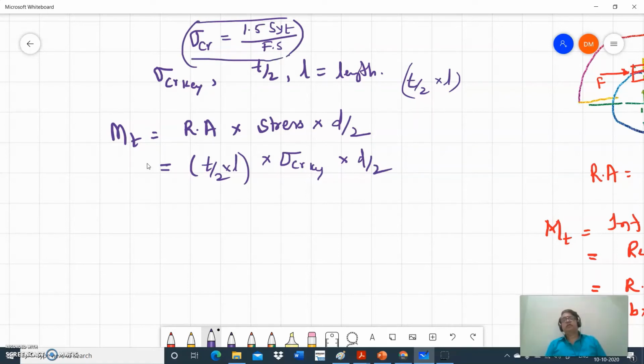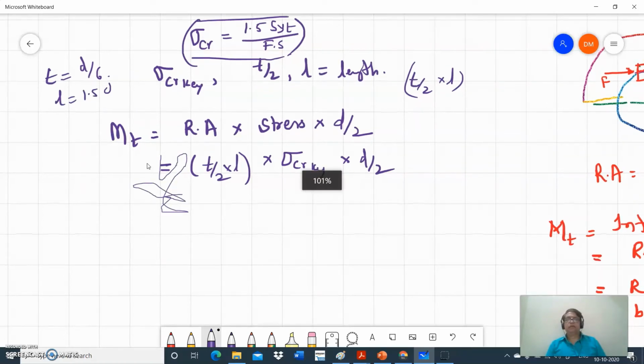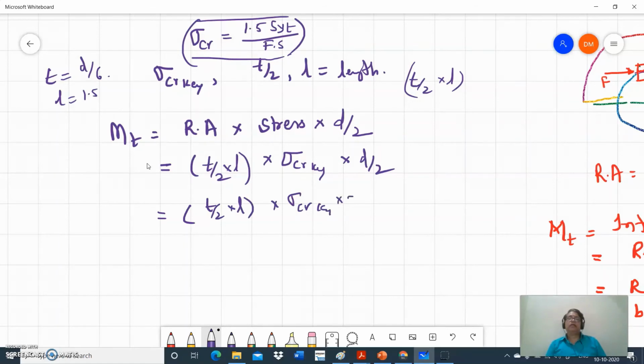Okay, so now you can find out. You just put the value of T is equal to D upon 6 here, and L is equal to 1.5 D. Then this thing is nothing but T by 2 into L into sigma CR for the key into D by 2. This is the second equation, right? This is based on crushing, very well.